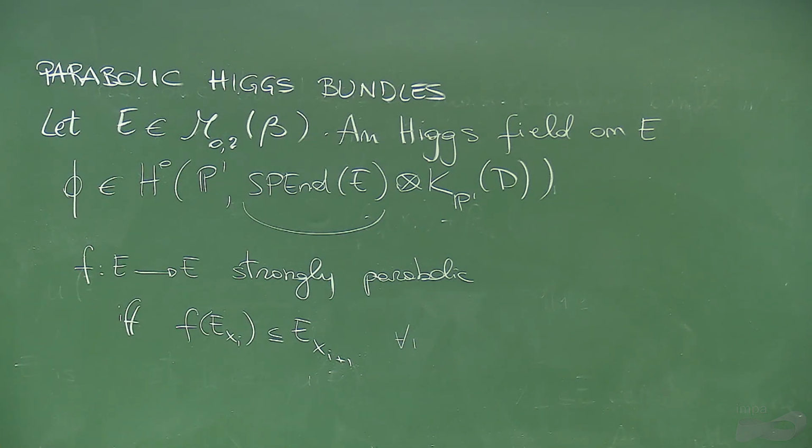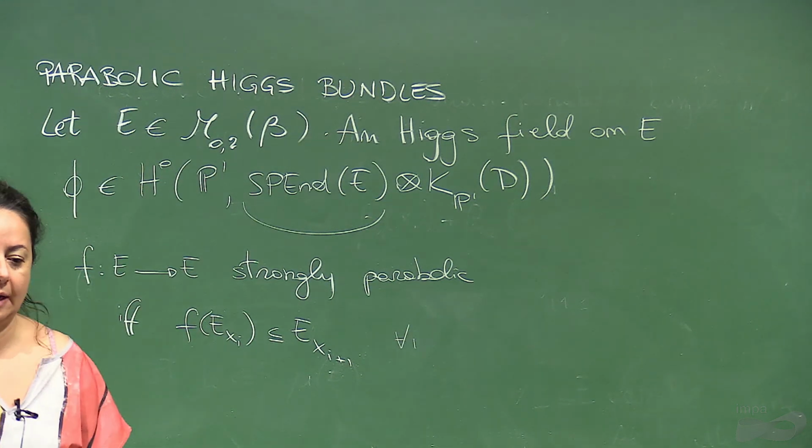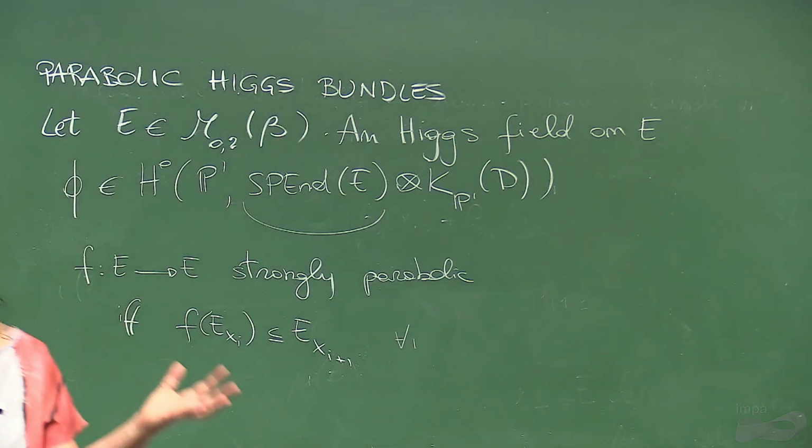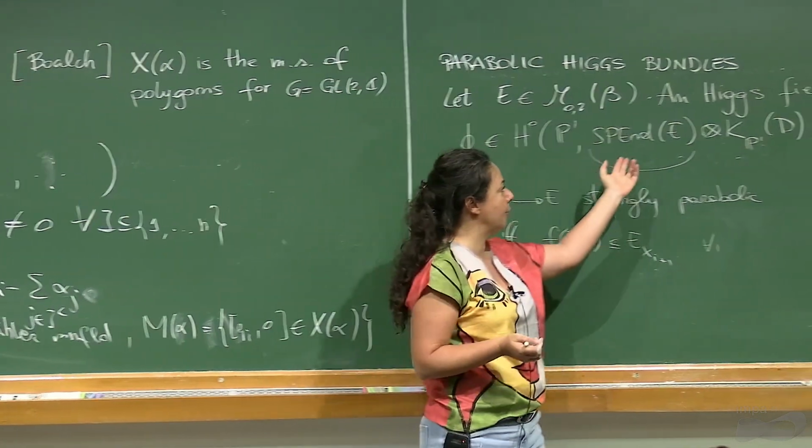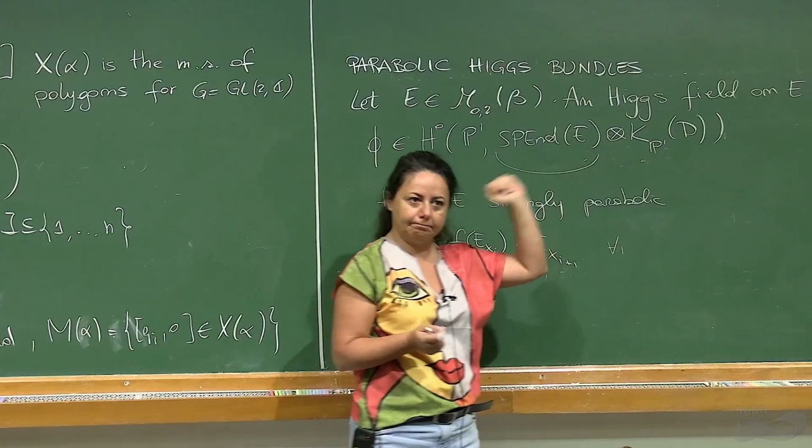Anyway, what is the Higgs field? You can think of it, actually I do think of it, as a 2x2 matrix of meromorphic 1-forms, endomorphism valued meromorphic 1-forms. Okay?